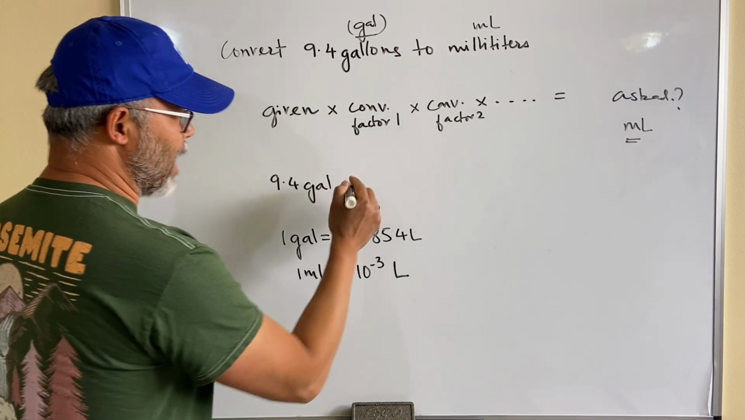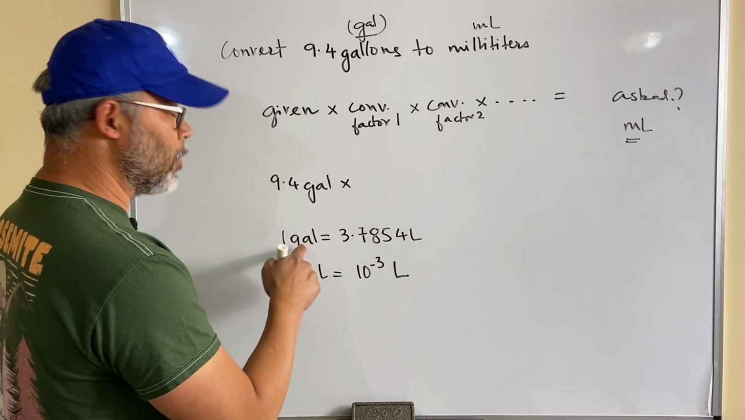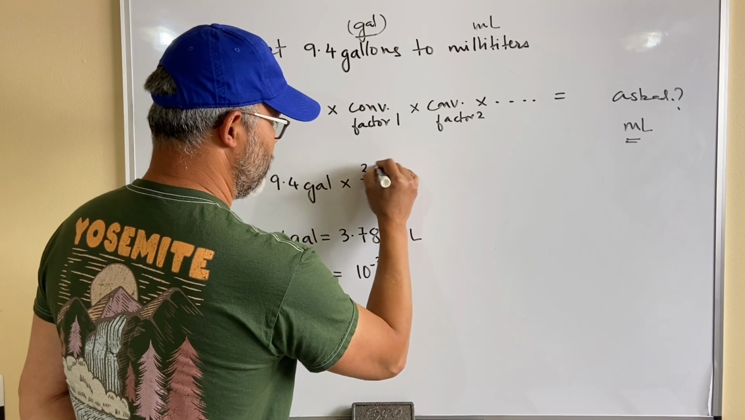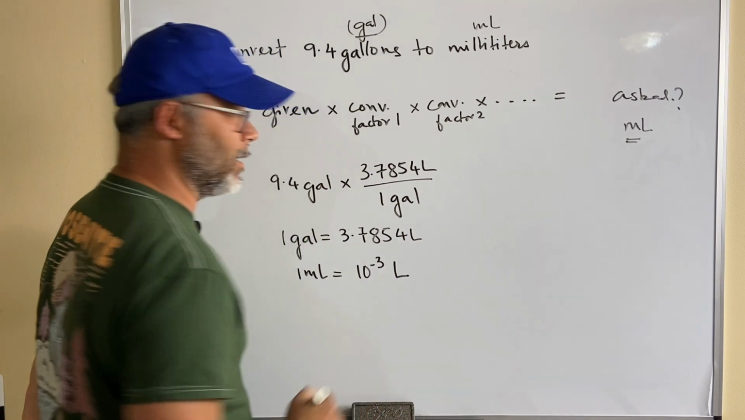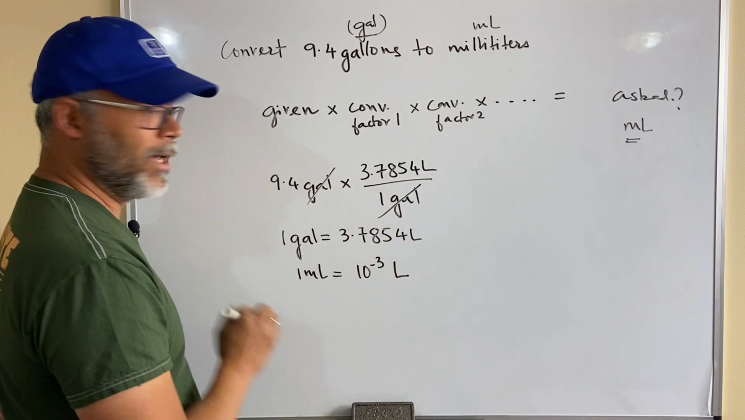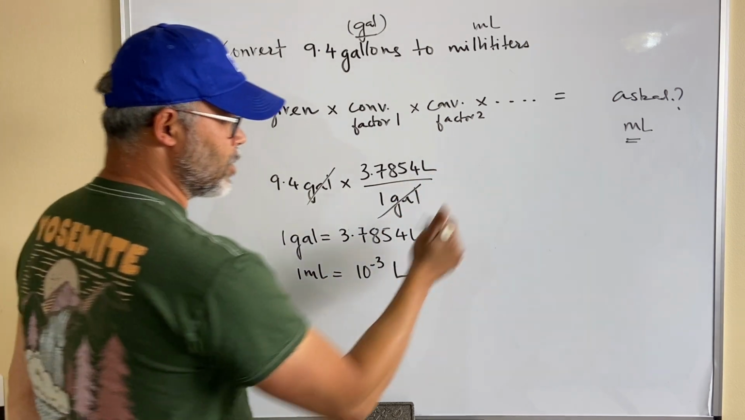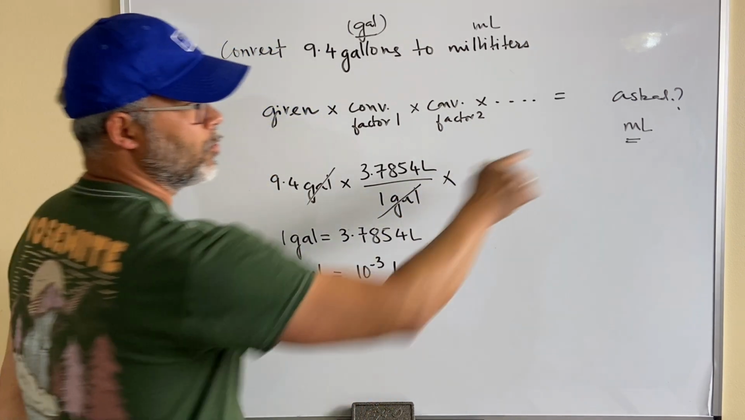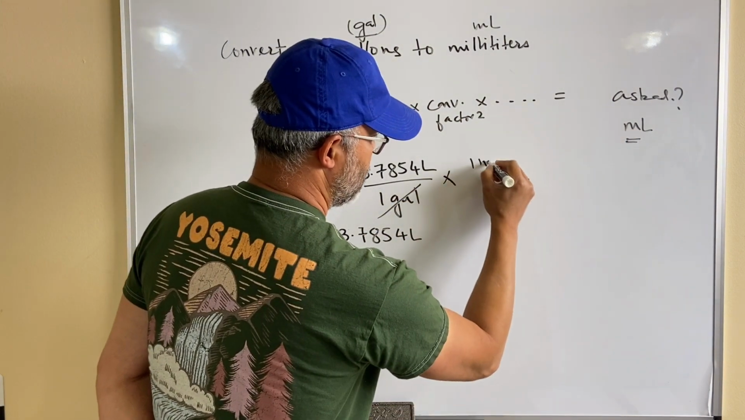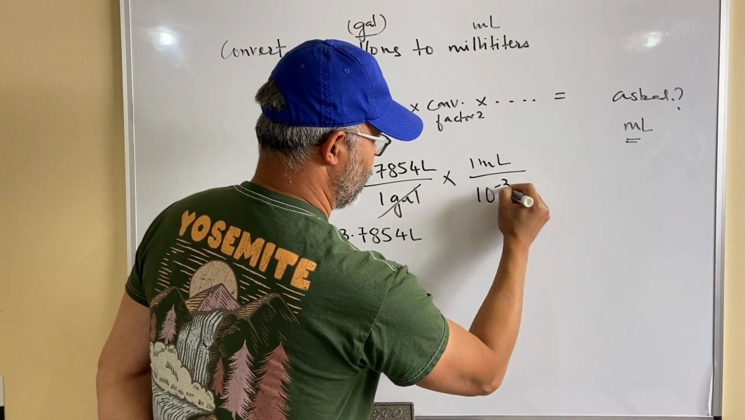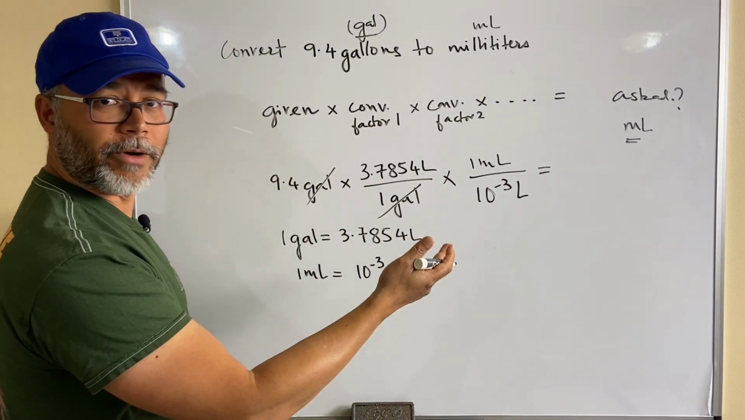So we have 9.4 gallons, and we're going to multiply it by a conversion factor. Since we have to get rid of the gallons, we're going to put the gallons at the bottom. So that's 3.7854 liters over 1 gallon. See, the gallons goes away. Now when we solve this, we end up with liters, and we're going to use this conversion factor to get to milliliters, which is what's being asked for. So we're going to put milliliters on top over 10 to the negative 3 liters, and then you just solve for it.